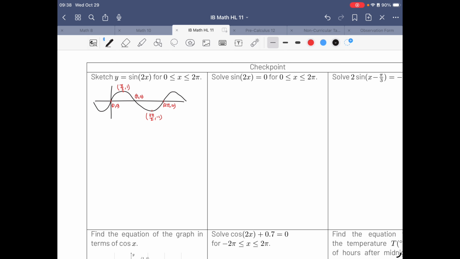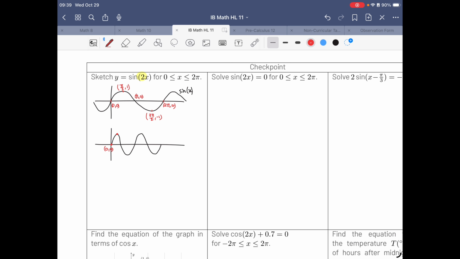Now, the only transformation that is happening here is that there is a horizontal stretch by a factor of 1 over 2. So that means I'm going to multiply all the x coordinates by 1 over 2. So if I redraw the graph, my graph will look like something like that. And if I label these points, the 0, 0 is still there.